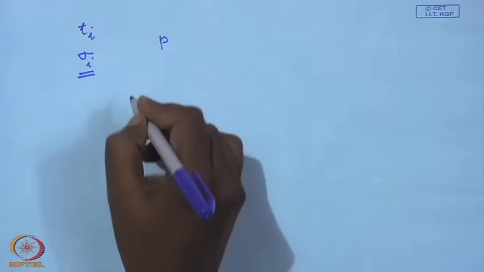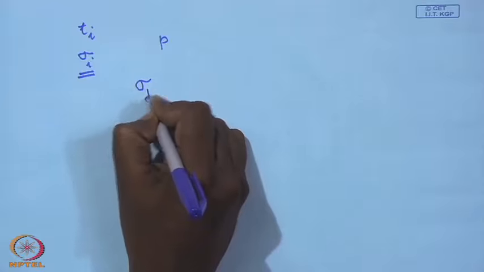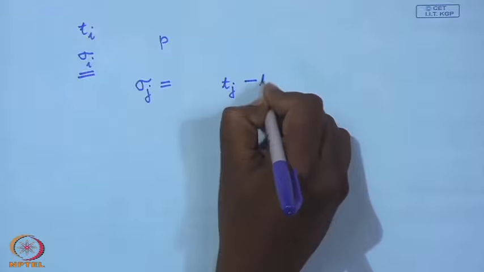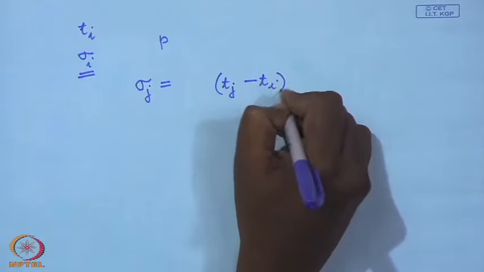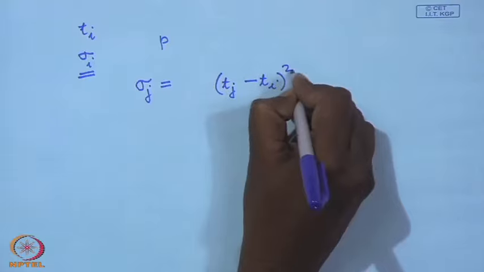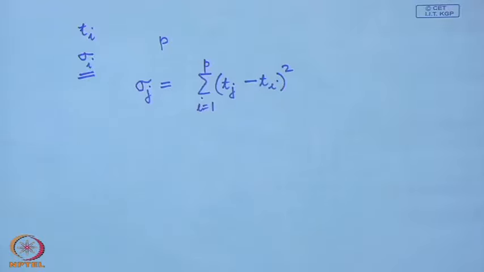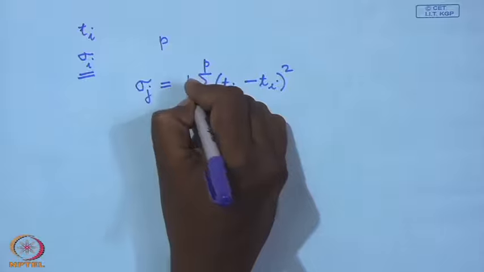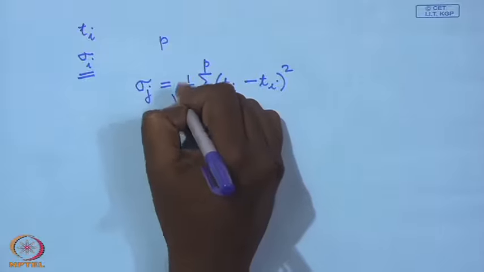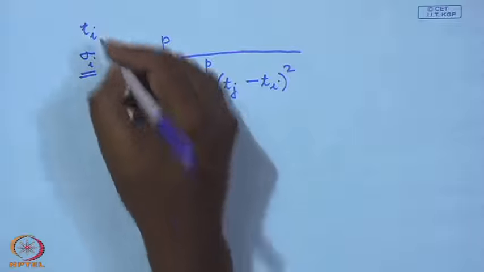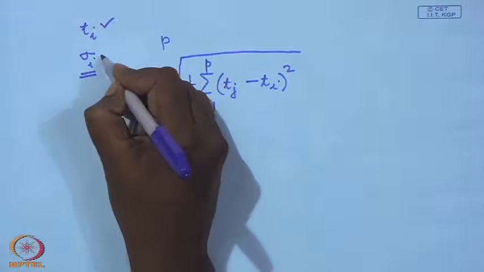Okay. So, if I am interested to find out what is sigma j, what I will do is, I will take Tj minus Ti, take the square of this, sum of this for i is equal to 1 to p, as I have p number of nearest Ti's, 1 upon p of this and square root of this. This is one of the ways in which I can compute sigma i. So, I have the receptor Ti and I have sigma i.